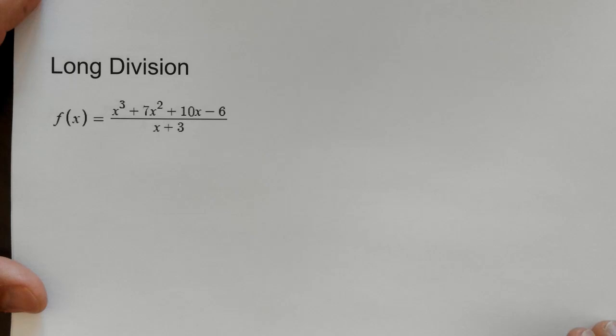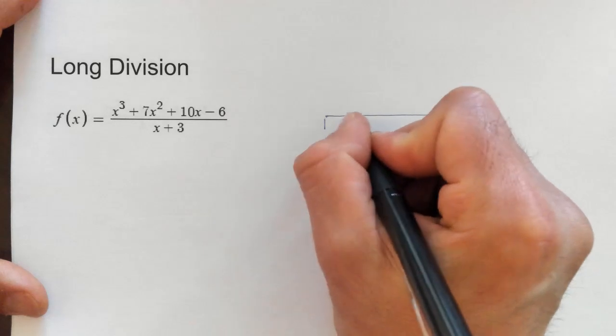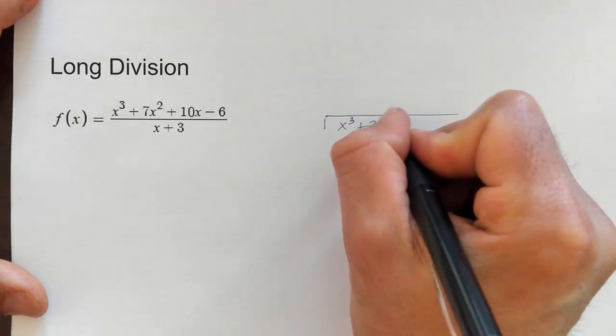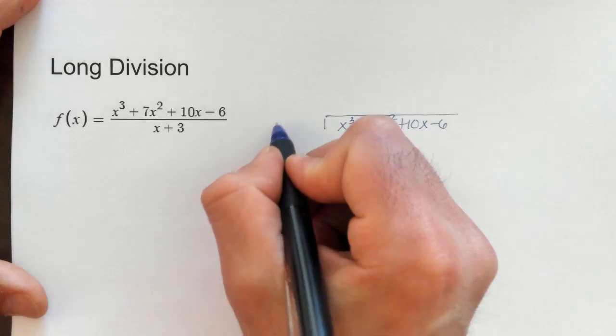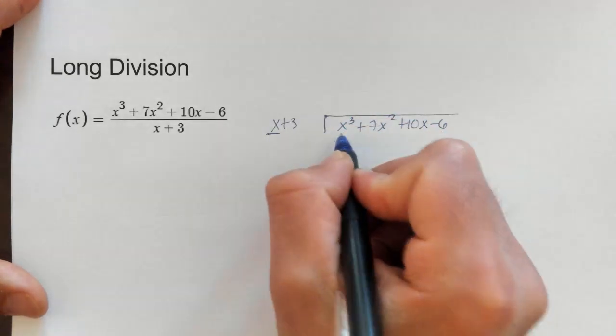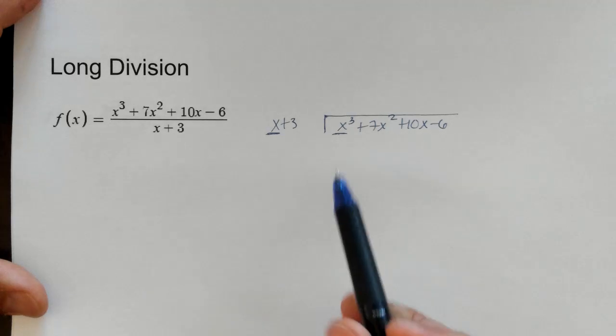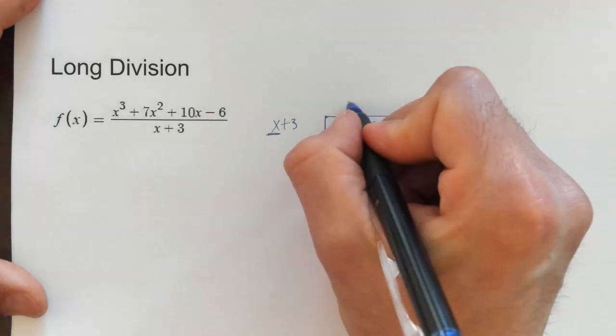Here I'm dividing a cubic by an x plus 3. So I'm going to put the numerator inside: x cubed plus 7x squared plus 10x minus 6, and then x plus 3. To divide these two, I want to figure out the first term. X times something is x cubed. X times x squared.